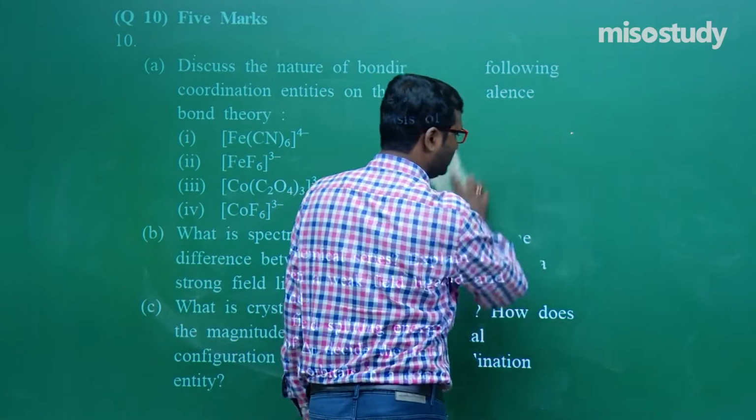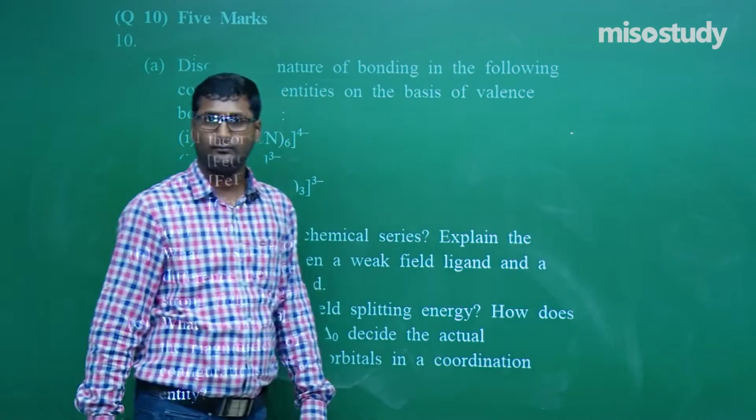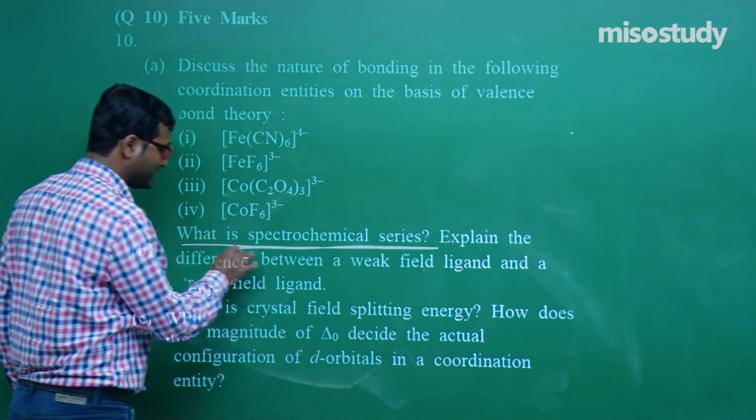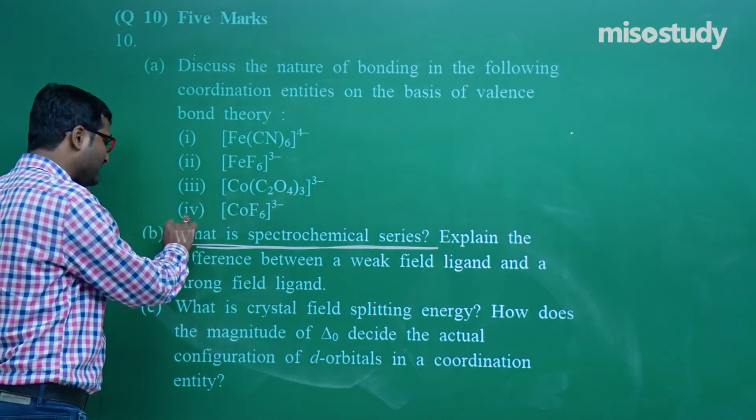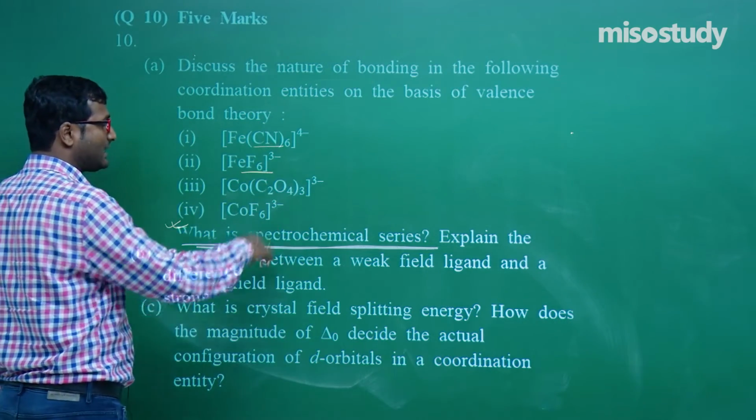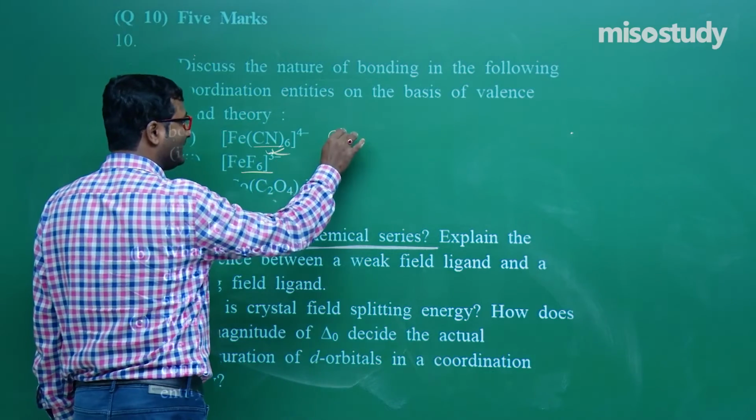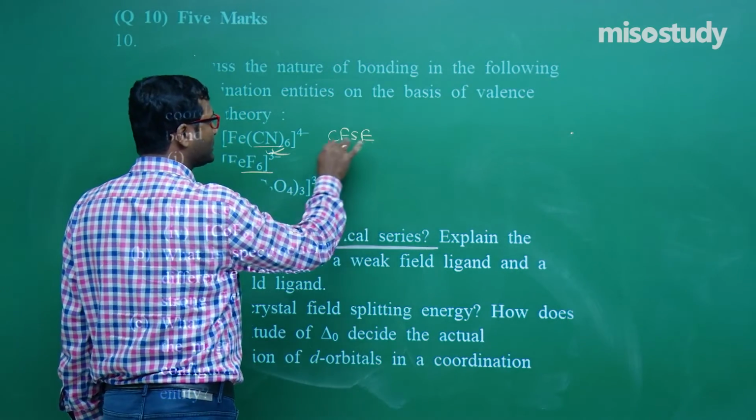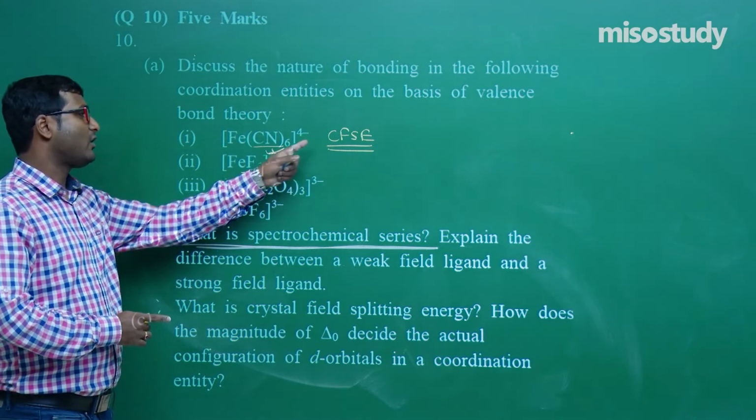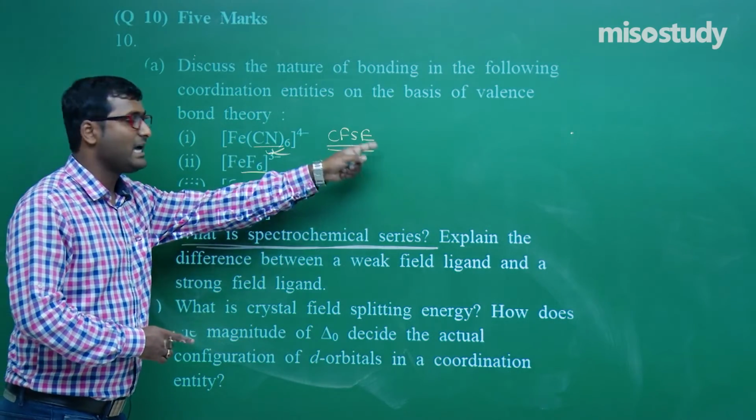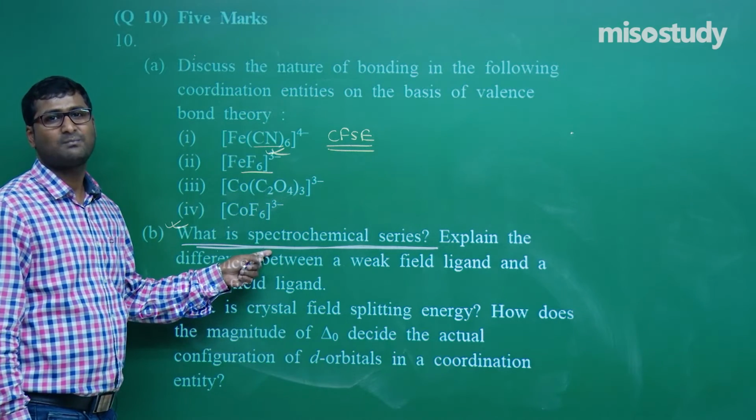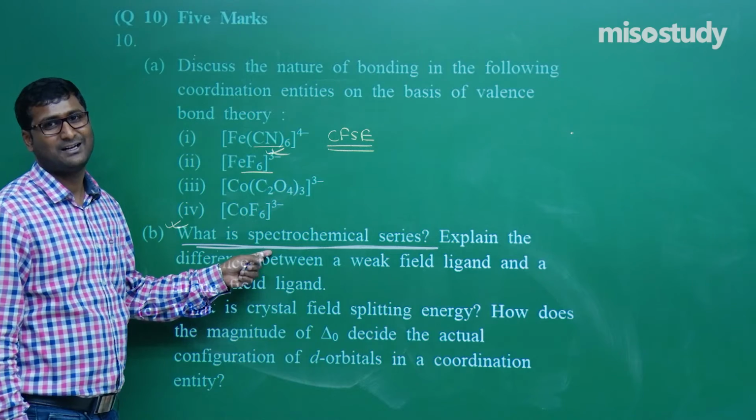Now, the next question. Look at here. What is spectrochemical series? As we know, it is the arrangement of ligands. Suppose if I compare CN minus and F minus, as we know, CN minus has a high value of crystal field stabilization energy. The arrangement of ligands according to their CFSE value gives rise to a series known as, my friend, the spectrochemical series. Clear to you?